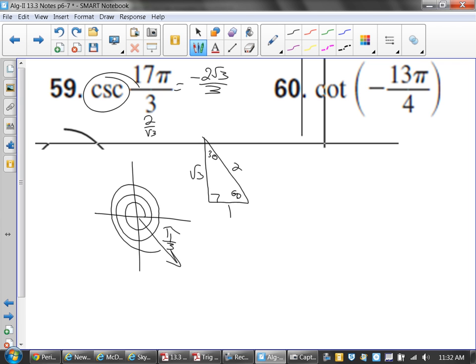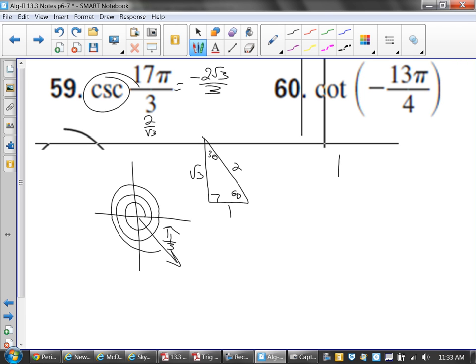Cotangent is the inverse of what? Tangent. The fraction, the denominator we have here is a 1. What does the reference angle have to be? What is the sine and cosine value of pi over 4? They're both root 2 over 2, correct? So if you have root 2 over 2 and root 2 over 2, what's the tangent going to have to be? It has to be 1.